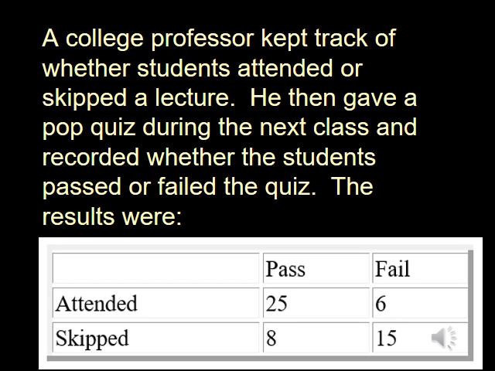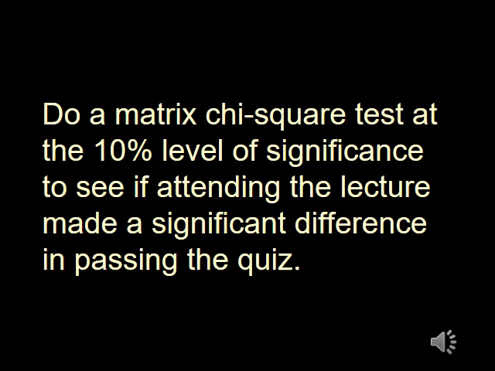You can see among those who attended, 25 passed the test and 6 failed. And among those who skipped, 8 passed the quiz and 15 failed. Now, just looking at those numbers, it looks like way different results depending on whether they were there or not. So I'm going to bet this probably will be a significant result. But we're going to do the test and find out whether it is or not. And it tells us here to do a matrix chi-square test at the 10% level of significance to see if attending the lecture made a significant difference in passing the quiz.